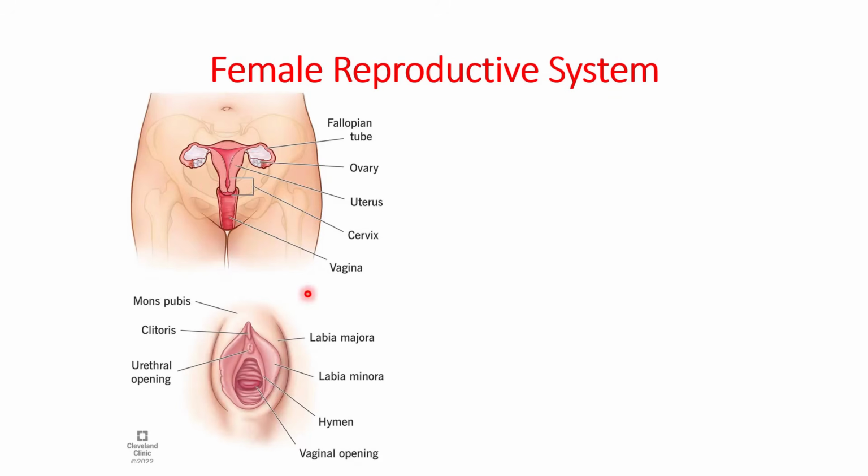External genitalia now will comprise of the labia majora, labia minora, the hymen, talk about the urethral opening here, the clitoris. Those are female reproductive system. Now, components in terms of external and internal genitalia. Specific functions for the females.